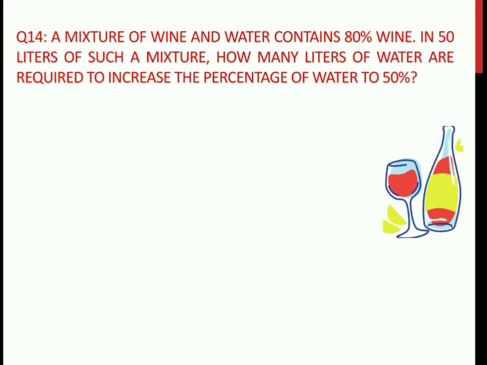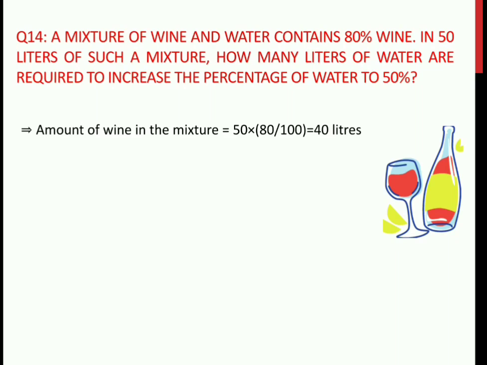Okay, so in this 50 liter of mixture, 80% was wine. So first of all, we will find out the amount of wine and the amount of water in the mixture. So in the 50 liter, 80% is wine. So 50 into 80 by 100, which is equal to 40 liter. So the amount of wine in the mixture is 40 liter. And the amount of water in the mixture will be 50 minus 40, which is equal to 10 liters.